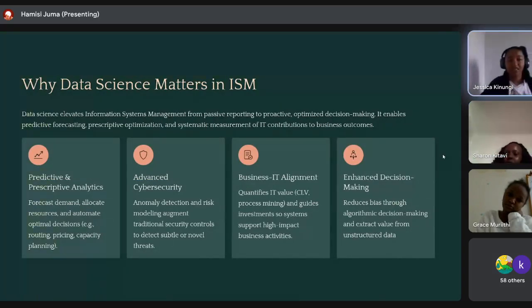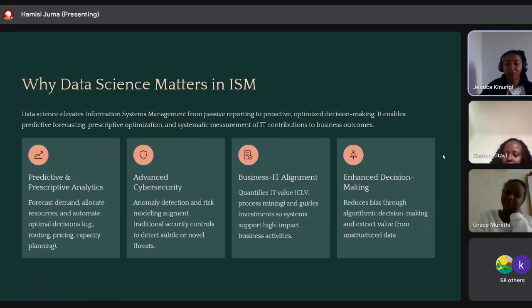So the next is about why data science matters in information system management. Data science benefits organizations by helping them move from reactive to proactive decision making. By proactive, I mean organizations are able to anticipate future outcomes and then make informed decisions based on the data.